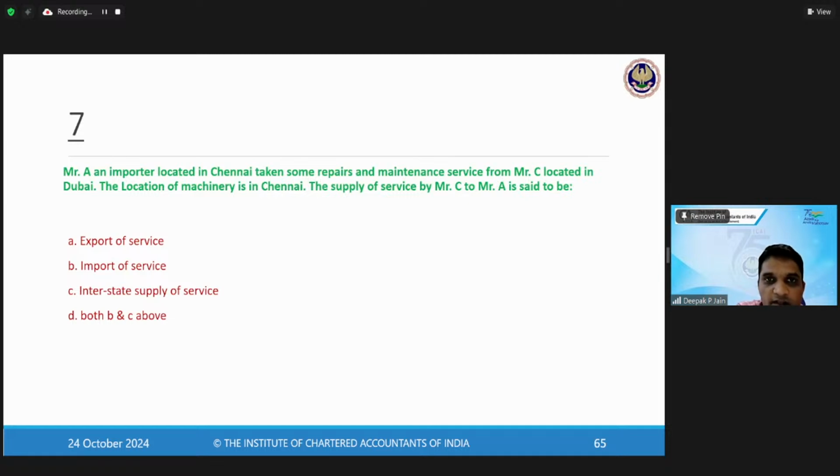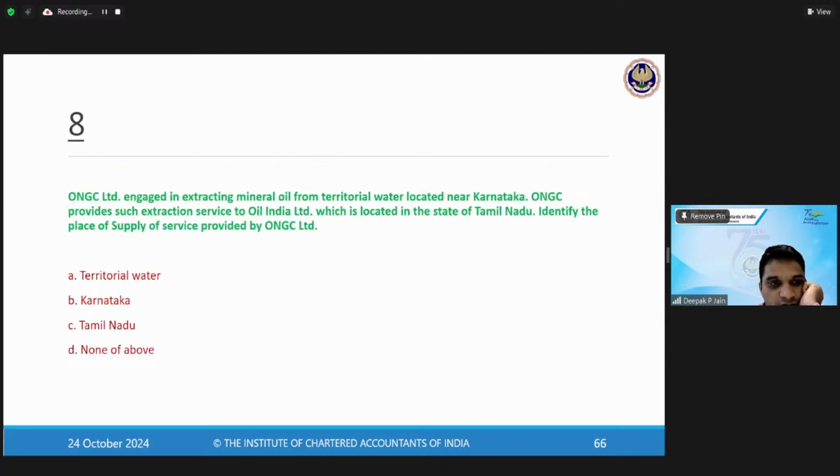It is an import of service, and import of service is what? It is an interstate supply only, because we've seen under the definition of interstate supply that whenever you do import of service, or import of goods, it is not an intrastate supply. So it is an interstate supply. So answer is D, both. It is an import of service and it's an interstate supply. So answer is B. Yes, 'A is an importer' is definitely to confuse you. You have to only pick up the facts which are relevant for your question.